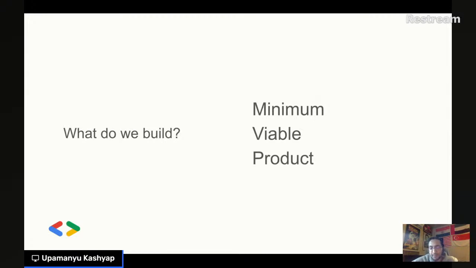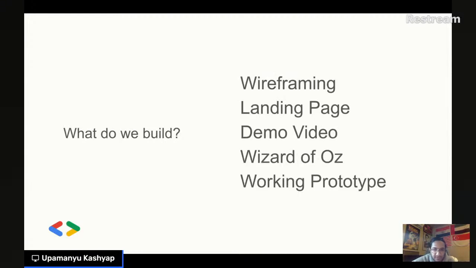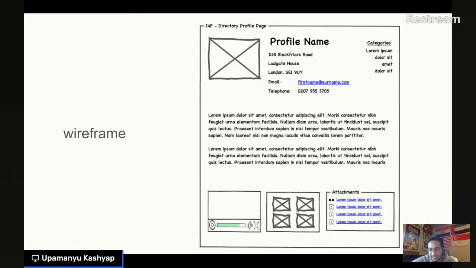It gives you the most opportunity to learn, and it's the minimum product that you can put out to the market. So we're going to talk about wireframing, landing pages, how you can use demo videos, the Wizard of Oz, and of course, a working prototype. So this is what a wireframe is. A wireframe is a drawing, essentially. The drawing should just have enough information for you to ask meaningful questions.